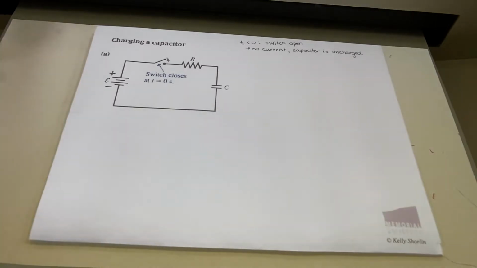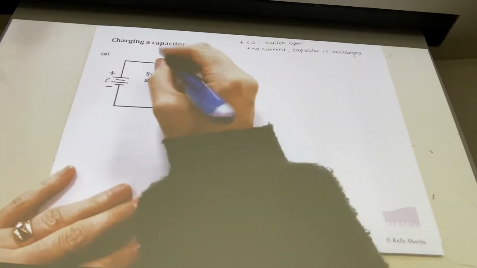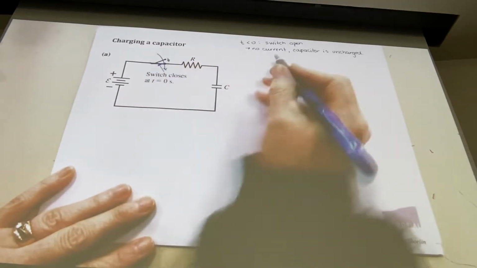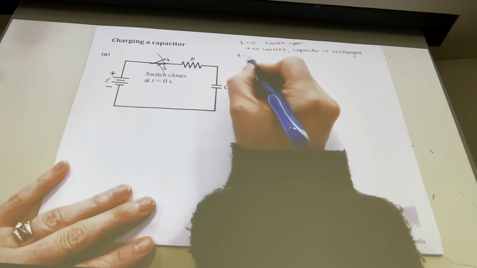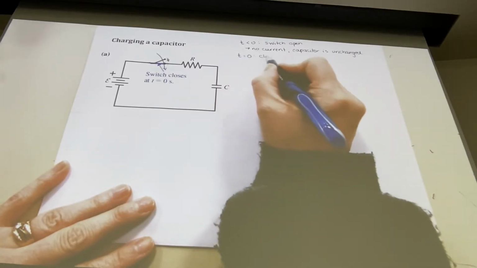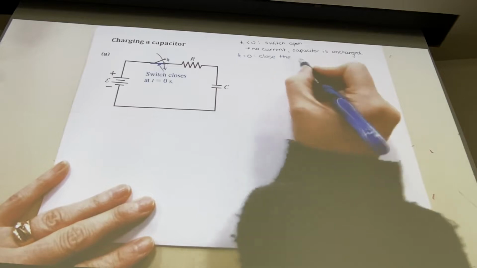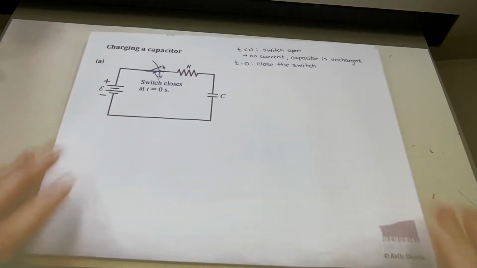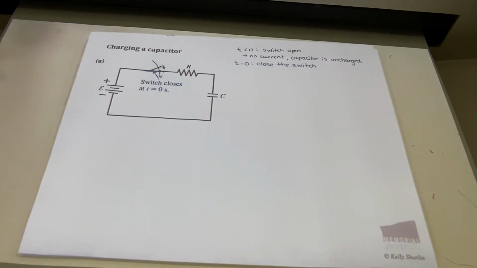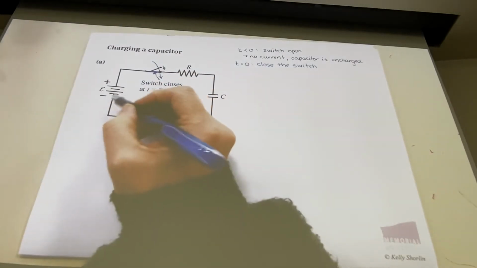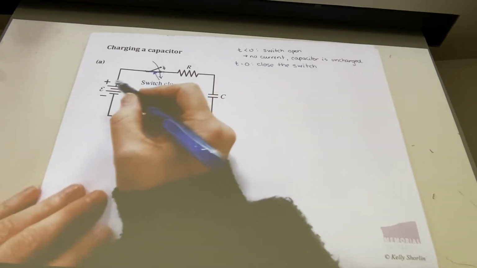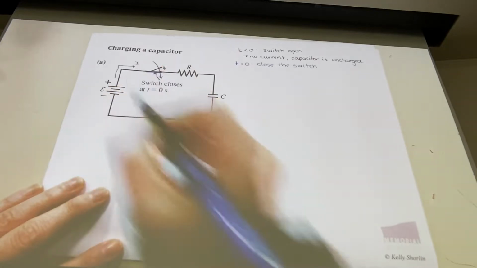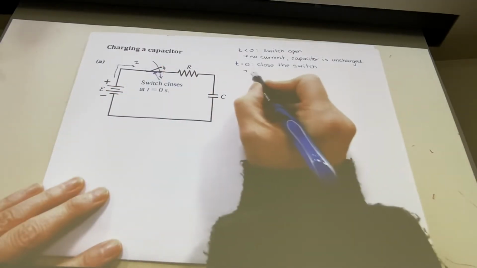Next, at t equals 0, we take that switch and we close it. So we bring it down like there, we complete the circuit, and now current is allowed to flow. So let's think about what happens. Now I have a connected circuit. Now the chemical reactions in the battery cause the positive charge to flow. Positive charge comes out of the positive end. That's our current flow. So we close the switch, current flows.